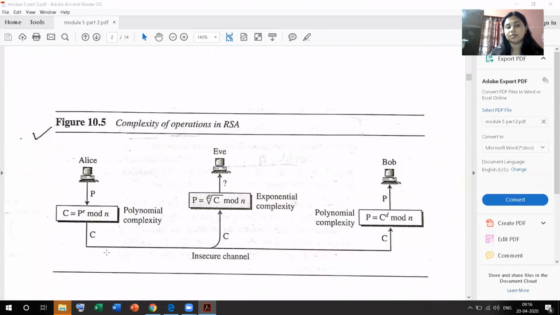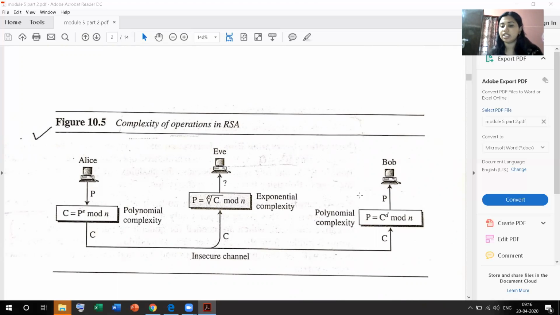Here is the sender side, and this is the receiving section. In Alice, the plain text is P, and during encryption we are using the equation C is equal to P raised to E mod n, where E is the public key, and we obtain the cipher text, which is given to the insecure channel. Here we have an attacker. If the attacker wants to obtain the plain text, he needs to calculate the E-th root of C mod n.